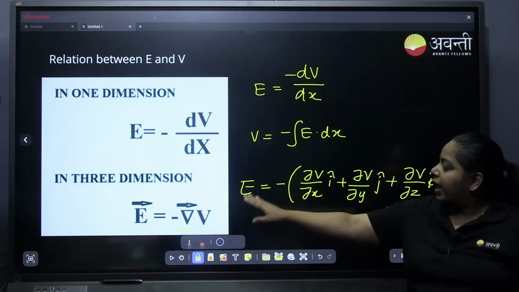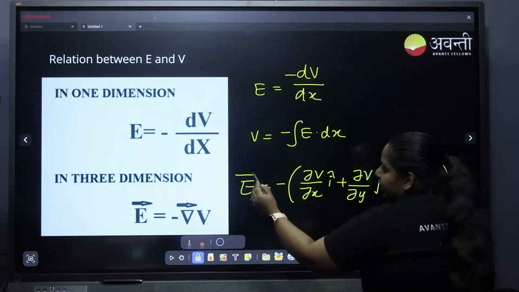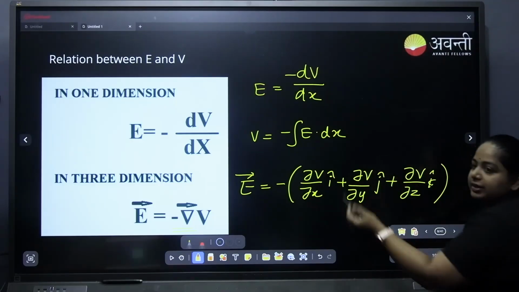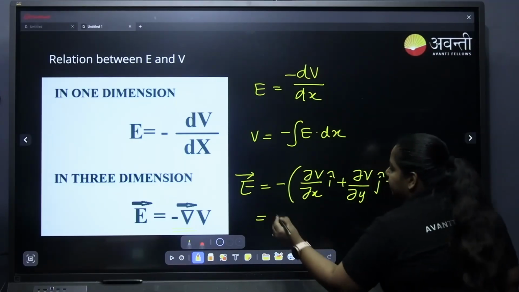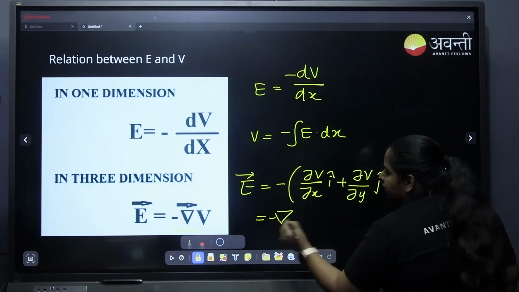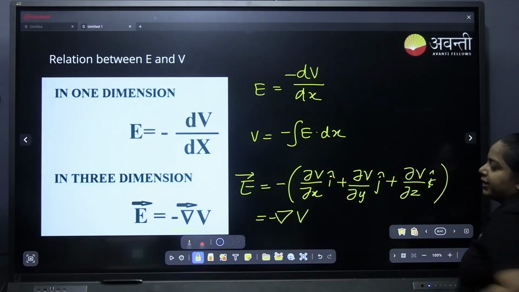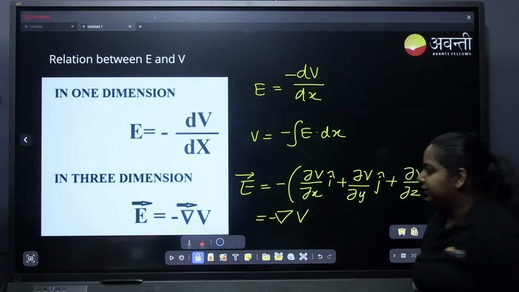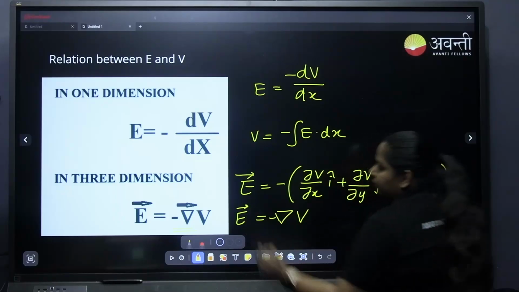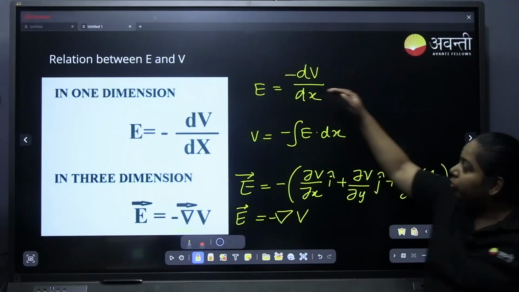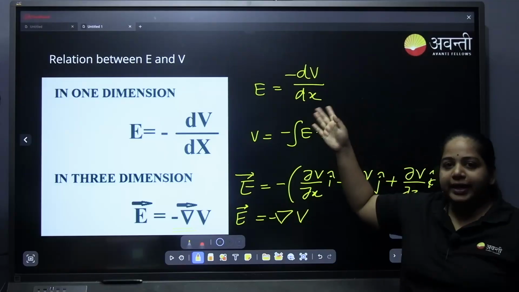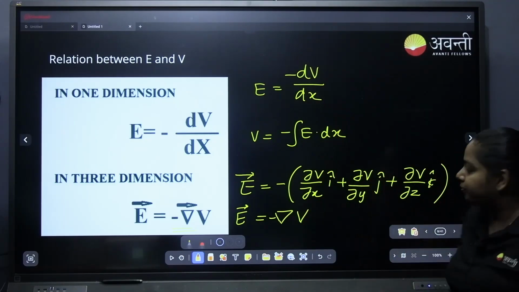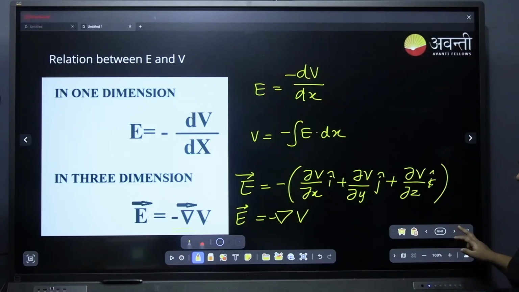So the actual formula for E will be this, and what we do here is considered an operator, that's why we can write it as minus of del V. The dou by dou x i cap and those terms together form the del operator, that's why this formula comes. But for us, for numericals in entrance exams, the earlier formula will be enough. We don't need this one. Coming to the next topic.